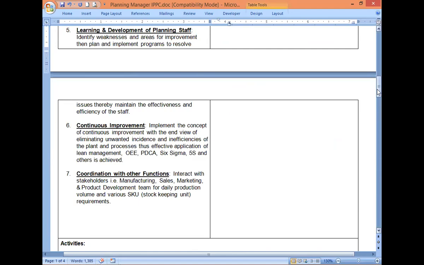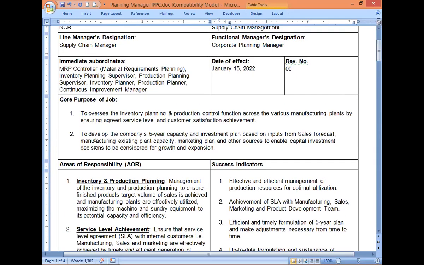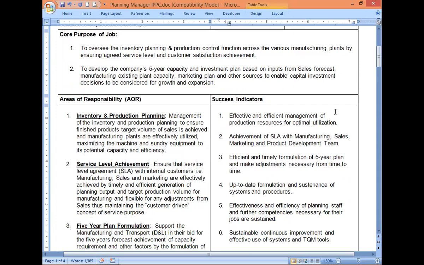Okay, let's review our core purpose of the job: to oversee the inventory planning and production control function across the various manufacturing plants by ensuring agreed service level and customer satisfaction achievement. To develop the company's 5-year capacity and investment plan based on inputs from sales forecast, manufacturing existing plant capacity, marketing plan, and other sources to enable capital investment decisions to be considered for growth and expansion. I'm not going to read the success indicators. We're just doing it with the area of responsibility.